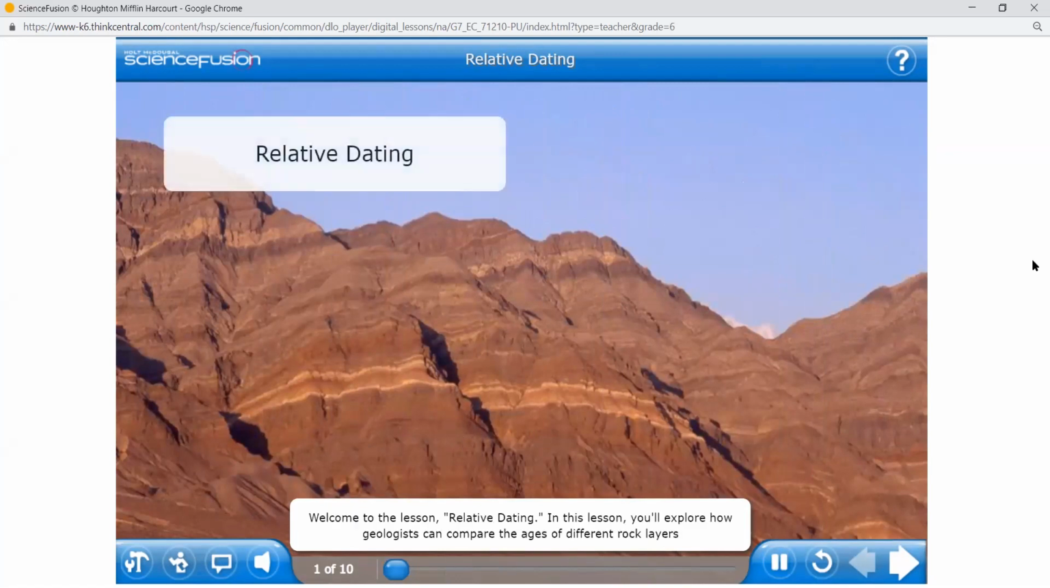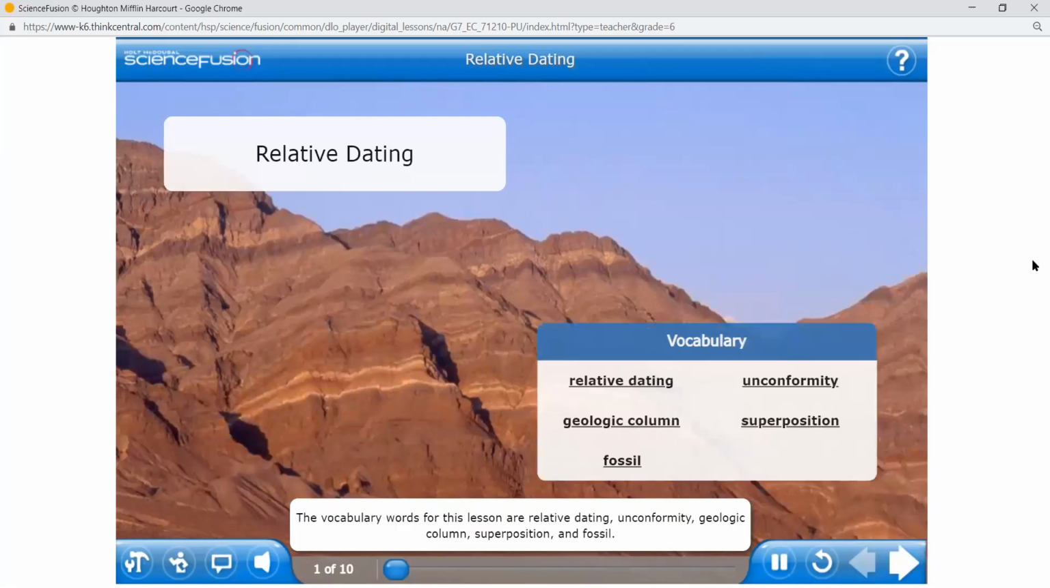Welcome to the lesson, Relative Dating. In this lesson, you'll explore how geologists can compare the ages of different rock layers and the fossils they find in those rock layers. The vocabulary words for this lesson are relative dating, unconformity, geologic column, superposition, and fossil. Click each word to learn more about it.